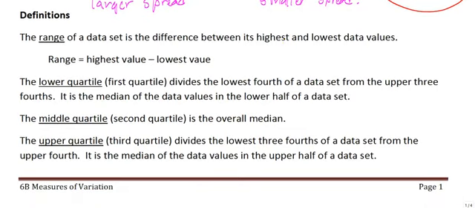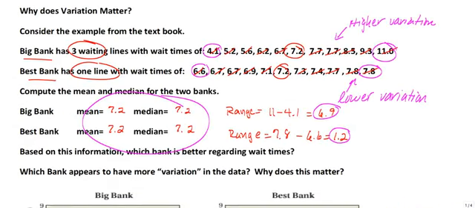So it's just the difference between the highest and the lowest value. Real easy to calculate. Then we have these other values we're going to calculate: something called the lower quartile, the middle quartile, and the upper quartile. Now the middle quartile is just the median of your data. We know how to find the median. We just look at that value that occurs smack dab in the middle.